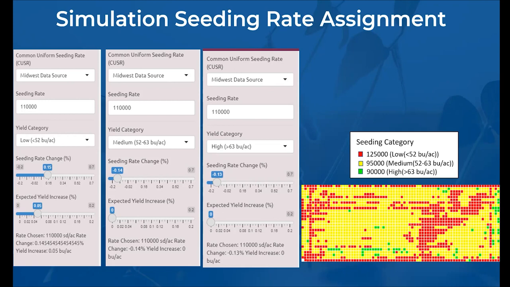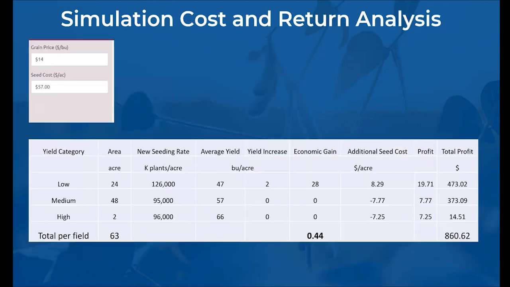You can see that 125 for the low, so the increase above the 110, and then 95 and 90 for the medium and high, where that decrease is coming from. And so then here we've just kind of simplified the cost and return analysis. Instead of having that big page to show, just broke it down into a table to make it a little easier to digest in this example.